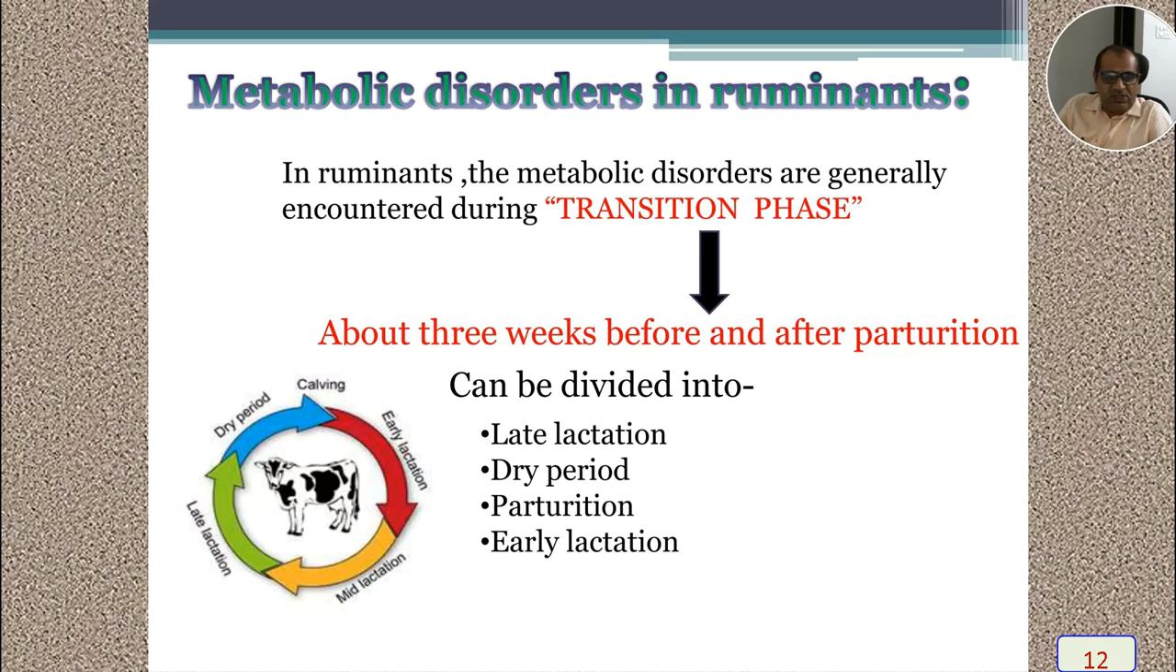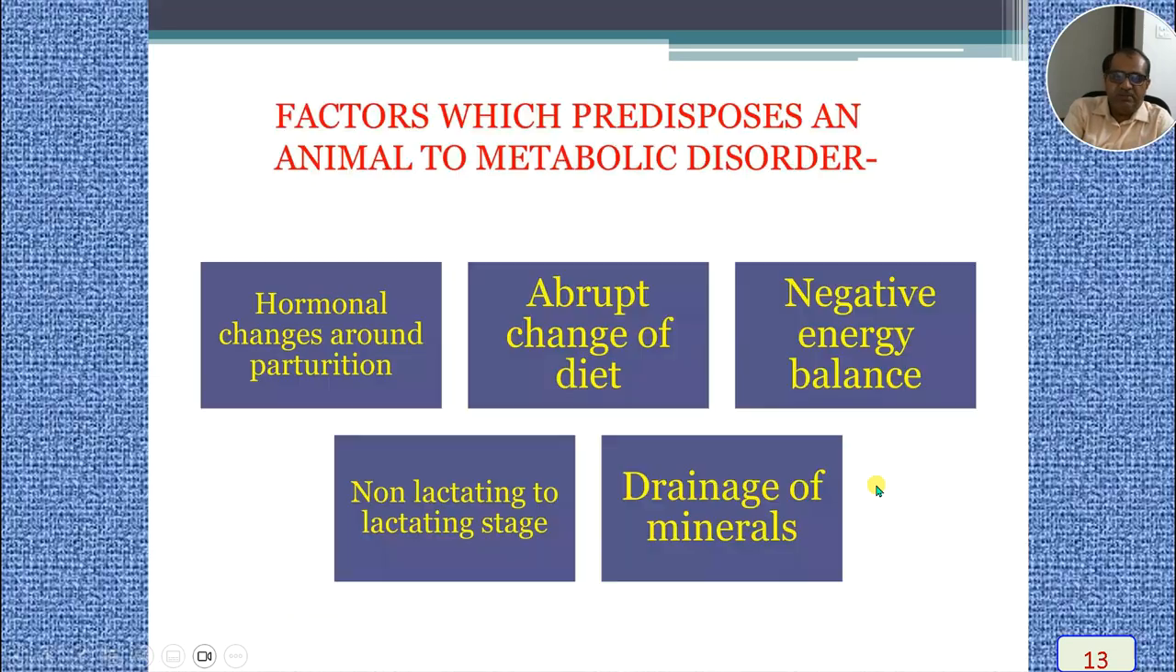So these 3 weeks before and after parturition can be divided into late lactation, then dry period, then parturition and early lactation. Or in the reverse order also we can show this thing. The reverse order is also okay, not an issue, and we can see mid lactation, early lactation, late lactation, and also the dry period.